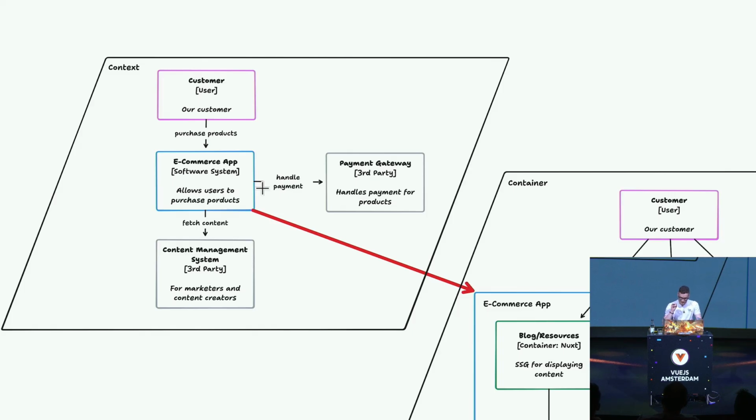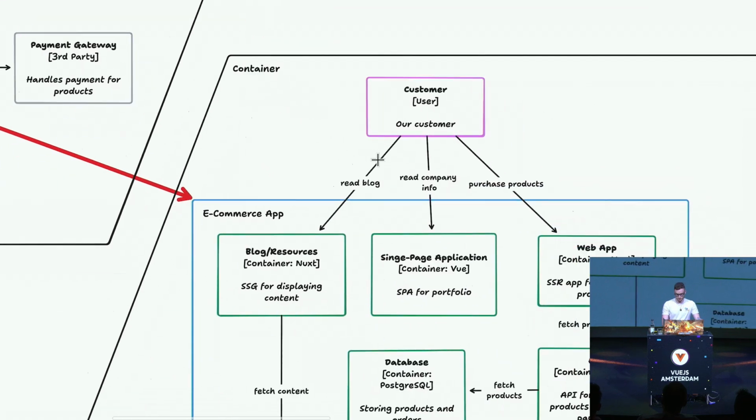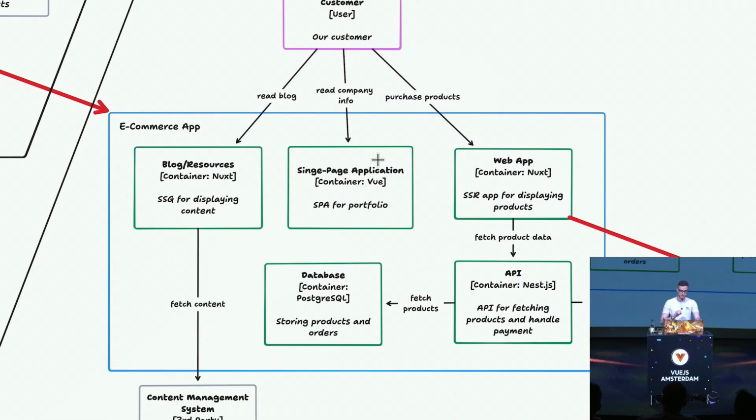And if we want to go deeper and see what's inside our so-called e-commerce app, we can go a level deeper into the container level. In this container, we can see that this e-commerce app is actually composed of a static Nuxt app, which is for the blog, an SPA Vue for the portfolio page, and maybe a Nuxt SSR app for displaying products that integrates with the API created in Nest.js and using a database such as PostgreSQL.